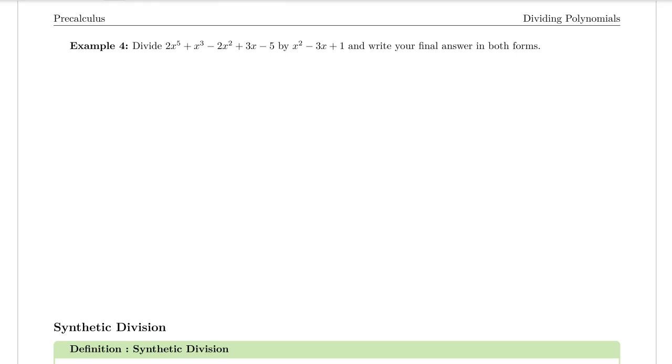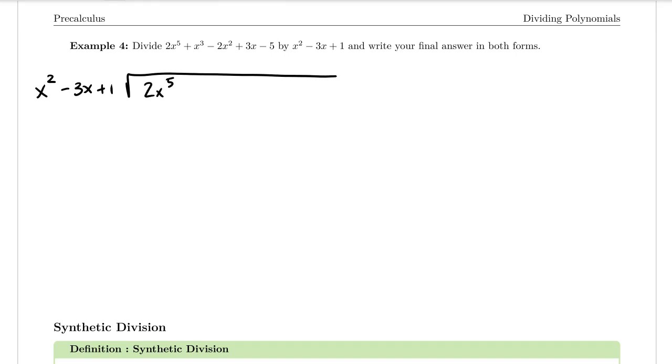Example 4 says divide 2x to the 5th plus x cubed minus 2x squared plus 3x minus 5 by x squared minus 3x plus 1, and write your final answer in both forms from the division algorithm. So on the outside, I'm going to put x squared minus 3x plus 1. And on the inside, I'm going to put 2x to the 5th.